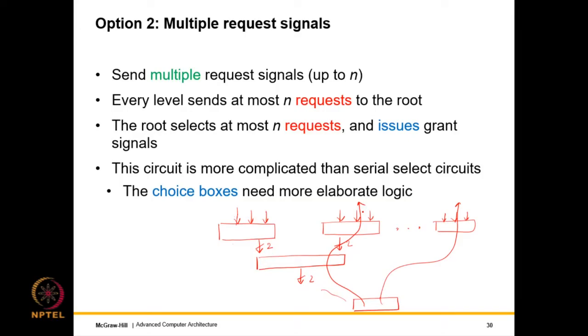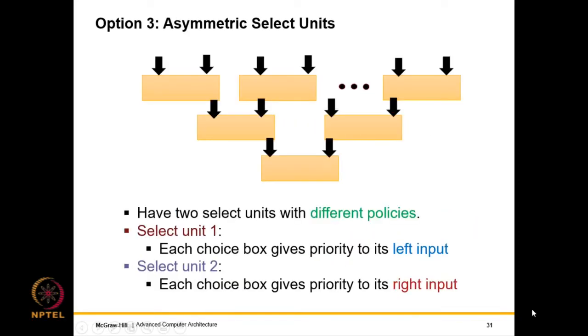No doubt it is faster. However, the choice boxes need more elaborate logic, and they become more complicated, right? So it's a better solution at the cost of complicating the choice box. Let us consider a different design that has asymmetric select units.